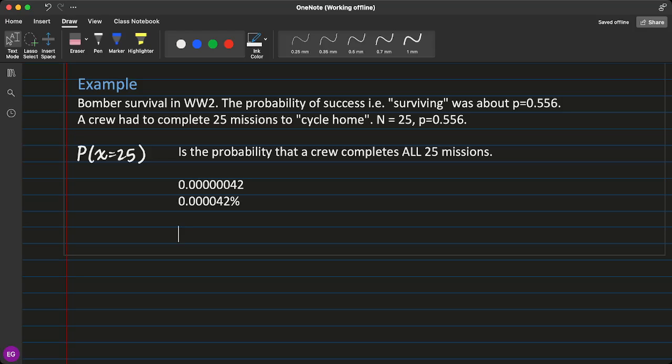Let's talk about some other cases that you might encounter. So that was a probability for a fixed or certain number of successes. This was just saying, there's 25 trials. We want to know the probability of exactly 25 successes, right? All of them are successes. They get to go home. Because if you fail on mission number 12, you die. You can't continue. And so the only way to go home was an uninterrupted string of successes.